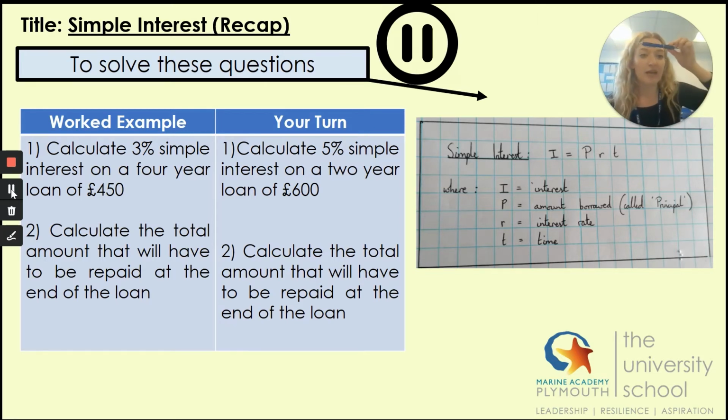Good, and 3, 2, 1, pen drop, green pen up and ticking your answer. £60 interest and £660 total. Fantastic, guys, really good work there, well done.